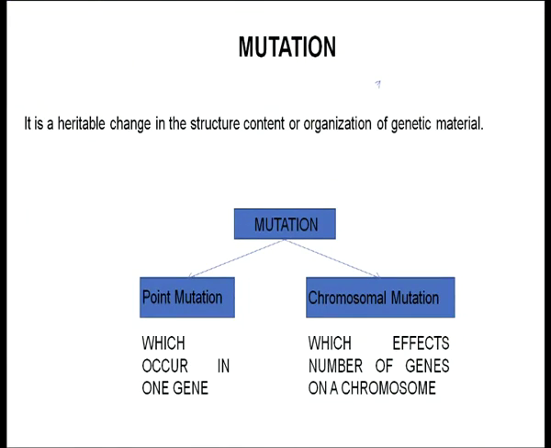So the mutations can be categorized into two types, the point mutation and the chromosomal mutation. What are point mutations? Point mutations occur in one gene. Say if only one base pair has been changed, that is a point mutation. And a chromosomal mutation affects a number of genes on a chromosome. Say a part of a chromosome has been lost, that will be a chromosomal mutation.